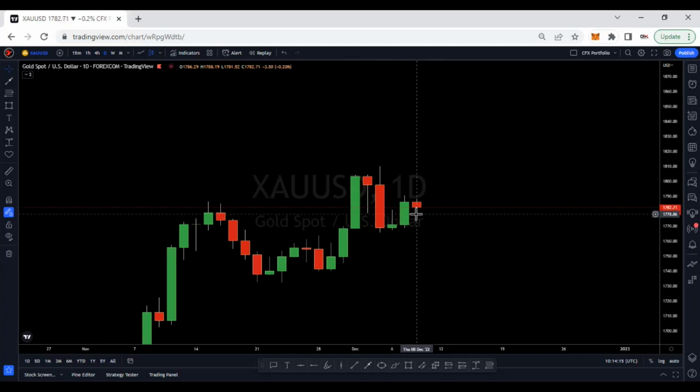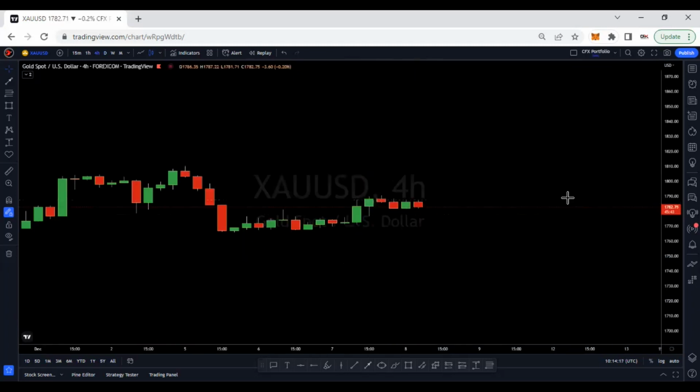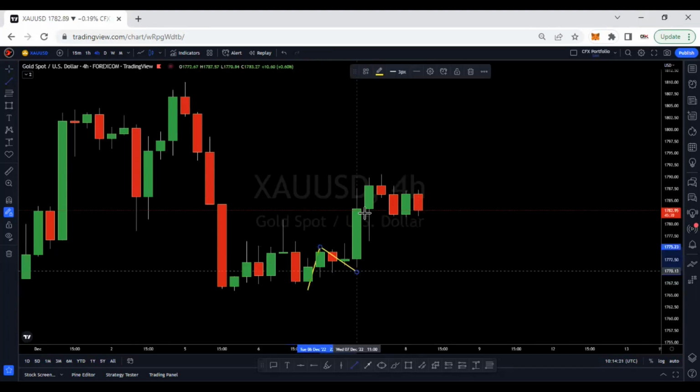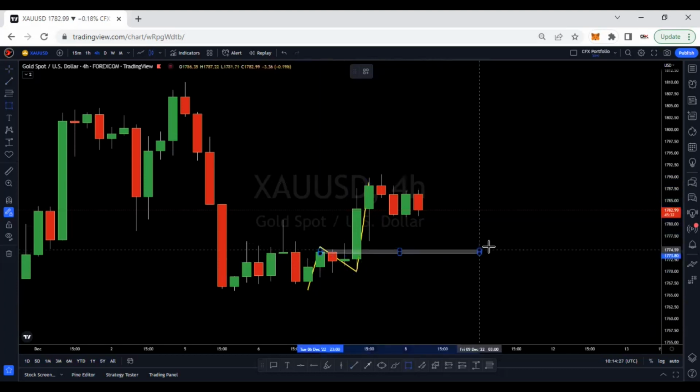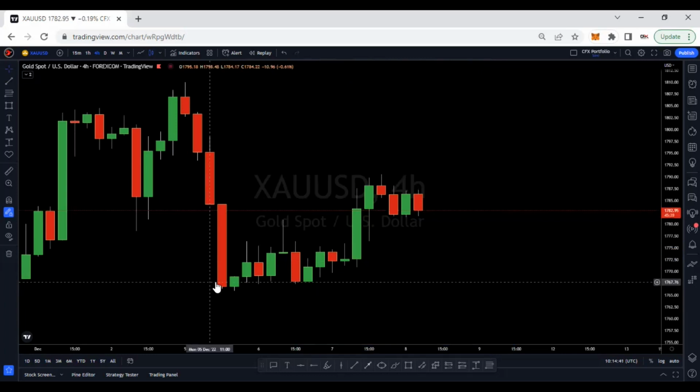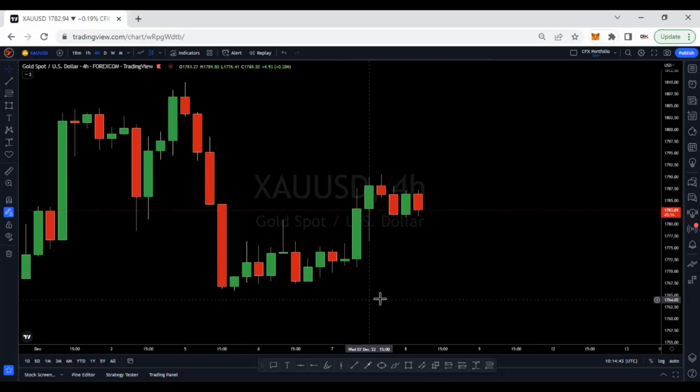So we can go to the 4-hour, and on the 4-hour, we can clearly see that the market has created this base up. Okay, that gives us this as our demand zone, this zone right here. That becomes our demand zone. So that is also another indication that the market is likely to continue the upside.